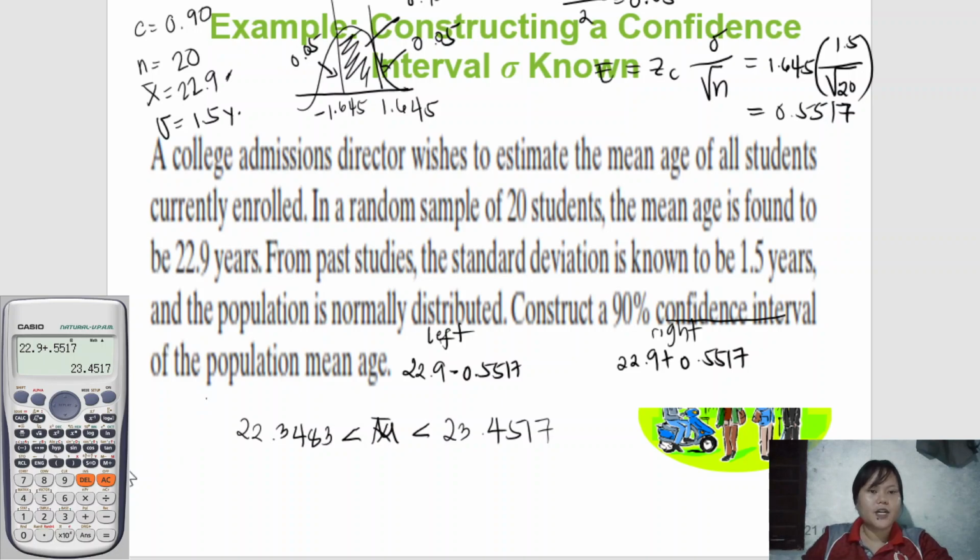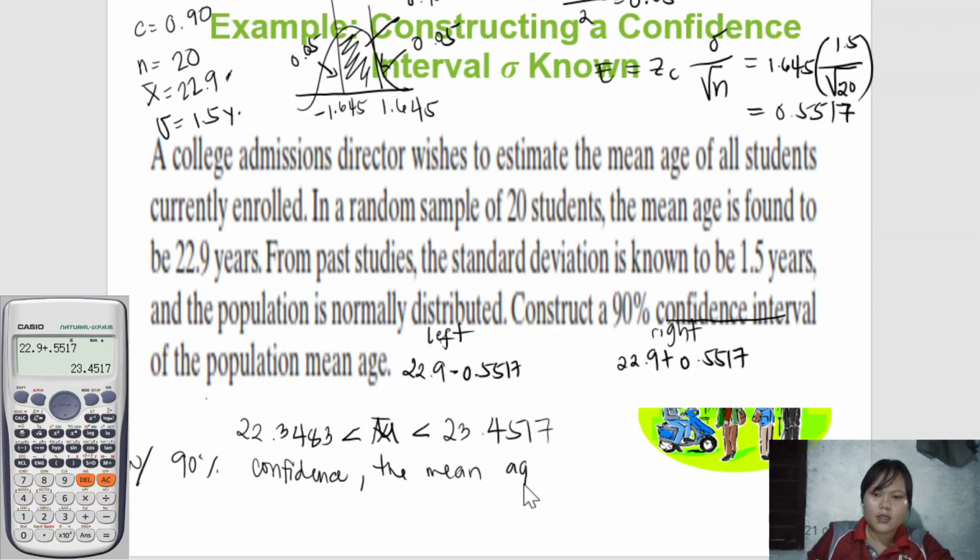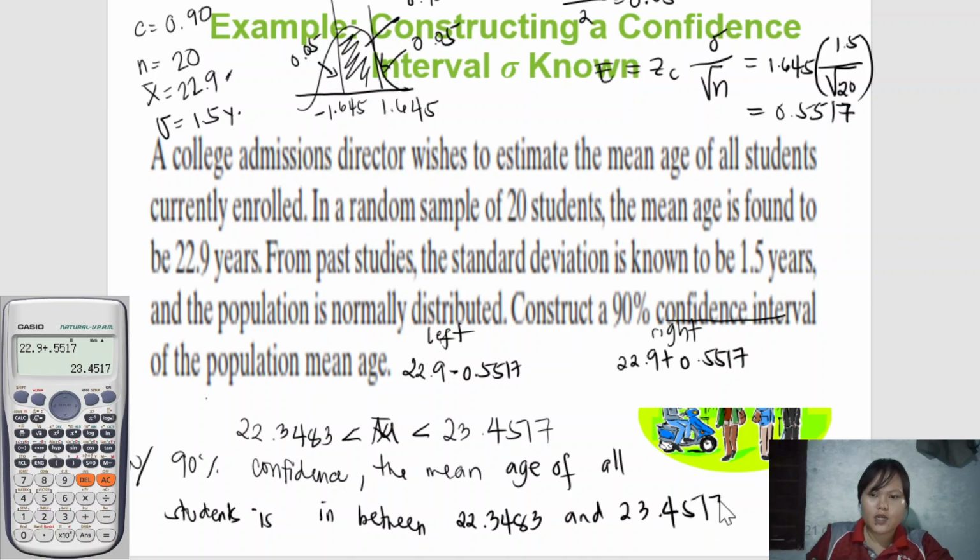So therefore, upon seeing this, we can now conclude. Okay, so with 90% confidence, we can say that the mean age of all students is in between 22.3483 and 23.4517. Okay, or parang 22 to 24 almost, kung gusto nyong mag-exact.